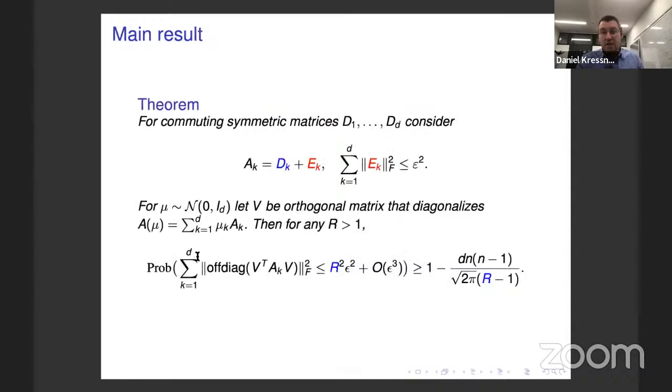And what we get at the end as a theorem is for precisely the setting which I described. So we have commuting symmetric matrices. A_k is a perturbation of that tuple. We take a random linear combination. And then for any prescribed, like in these randomized results, you always need to allow yourself some leverage. So that's the capital R here, which gives you some leverage to control your failure probability.